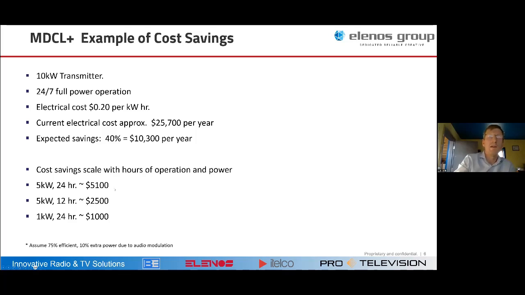Obviously, that's going to scale. If you operate fewer hours per week or at lower power levels, you're going to save less. So obviously, it depends on what your actual electrical costs are.